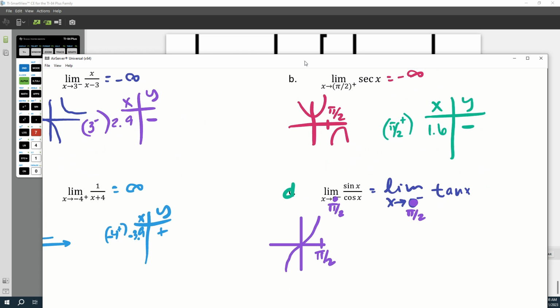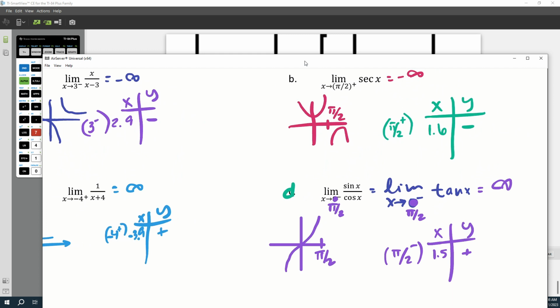All right, what did you guys say this one is? Once we fix it to pi over 2. Yeah, positive infinity. All right, if we did a number on the left side of pi over 2, we could do 1.5. And when we do that, we're going to get a positive. All right, any questions on that? I feel like it's taking a while.